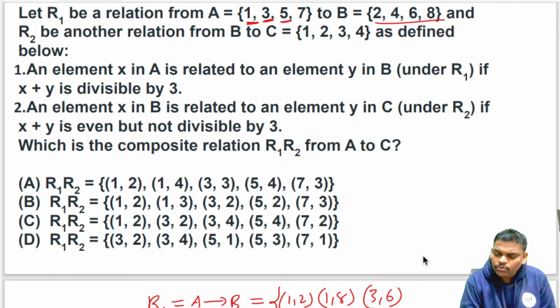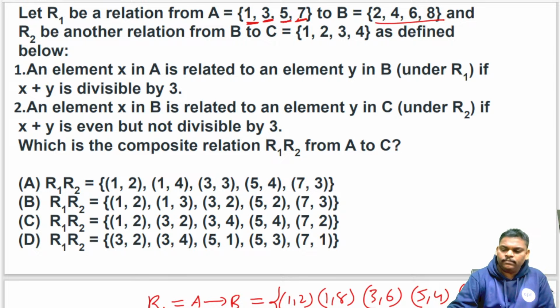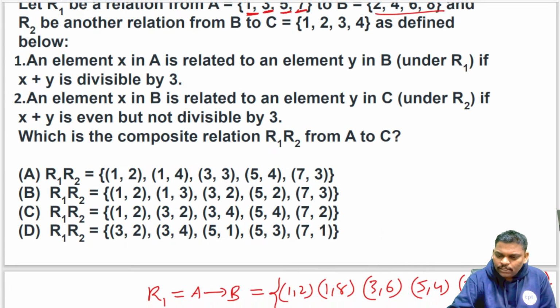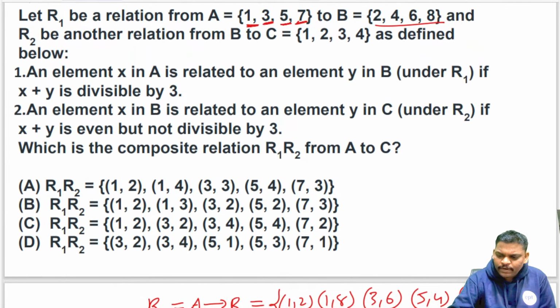5 plus 2, 7, no. 5 plus 4, 9, yes. Next one, 5 plus 6, 11, no. 5 plus 8, 13, no. 5 is also over. 7: 7 plus 2, 9, yes. 7 plus 4, 11, no. 7 plus 6, 13, no. 7 plus 8, 15, yes. So that is R1. I hope everyone is fine with R1.